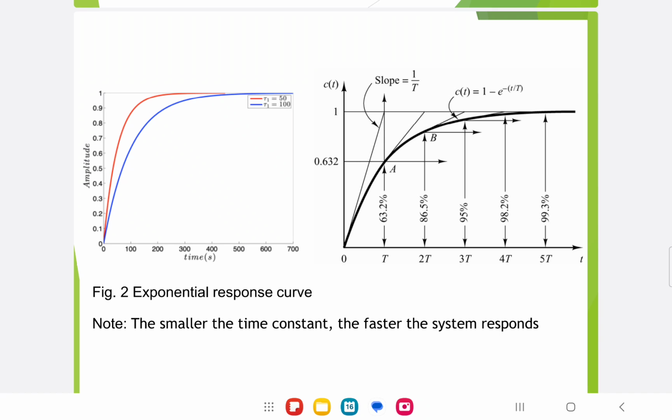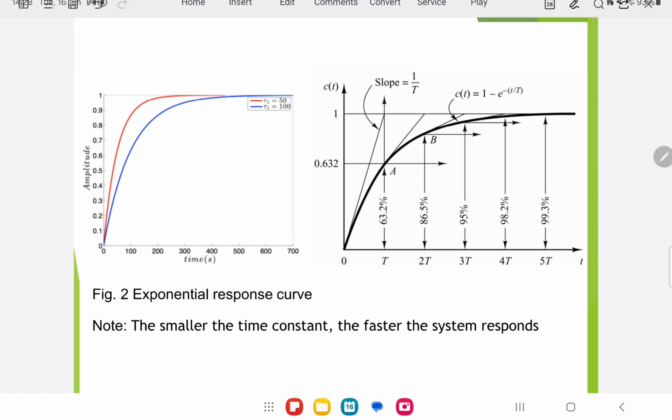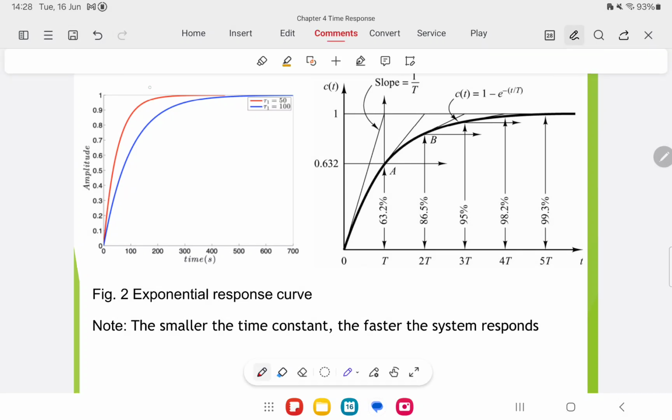Kenapa? Because dia rise time dia lebih cepat, and then dia lagi cepat steady. Actually tu untuk kita cut adalah dekat 63.2%. Okay, so at 63.2, masa yang dia ambil for this red mungkin kat sini mungkin 30 ataupun 40 kan. Untuk blue 100 lebih sikit kan, betul tak? Okay, to achieve the 63% ni.